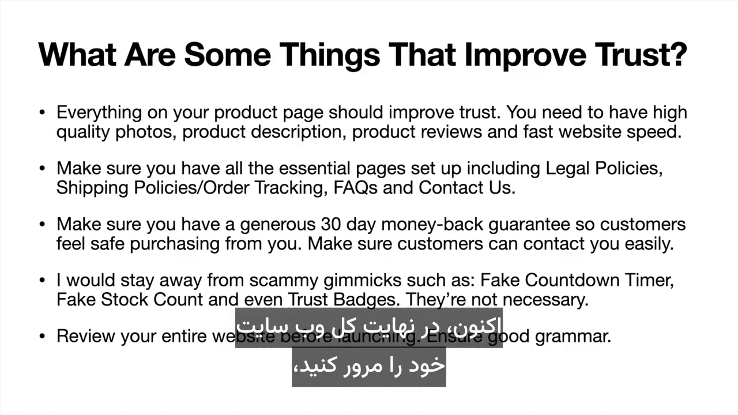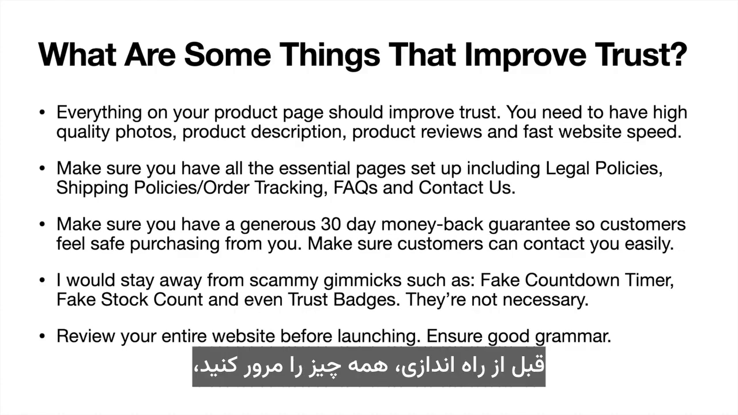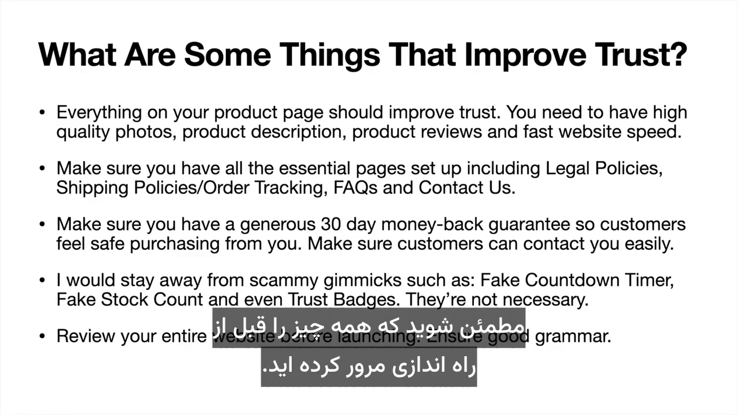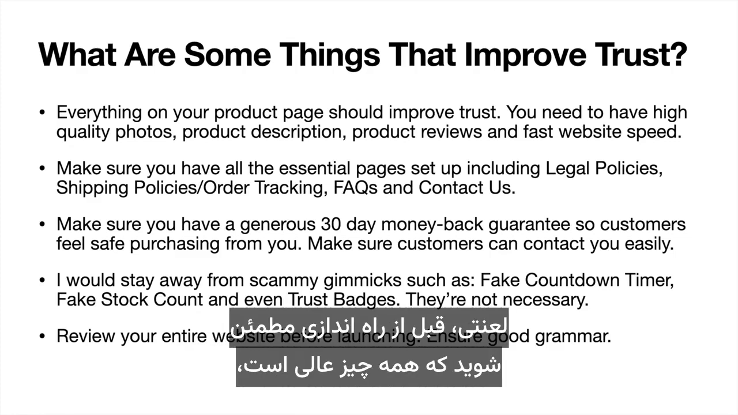Now finally, review your entire website before launching. Go through everything. Go through your homepage, your product pages. Make sure you go through absolutely everything before launching. Don't rush it. Make sure everything is perfect before launching.